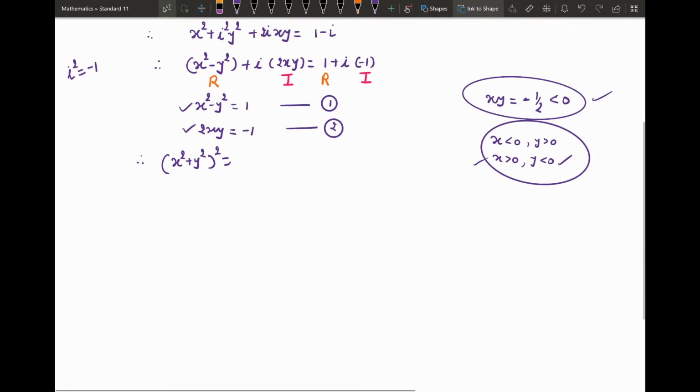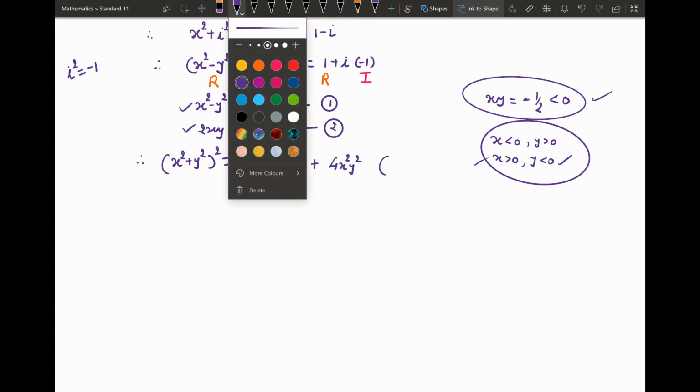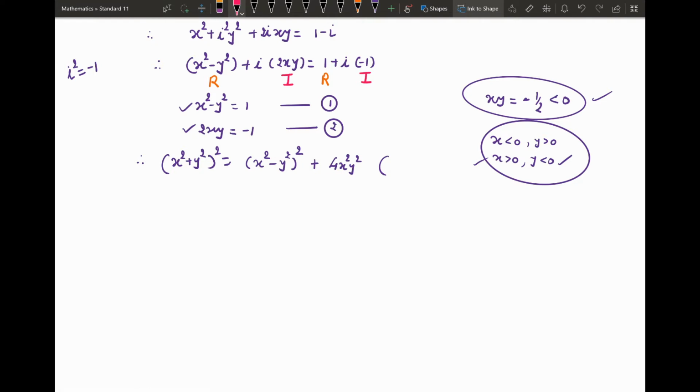so that the product is negative. Now (x square plus y square) whole square is (x square minus y square) whole square plus 4x square y square. This is an identity. On expanding the right hand side you can compare LHS and RHS, both are identical, so this is an identity.